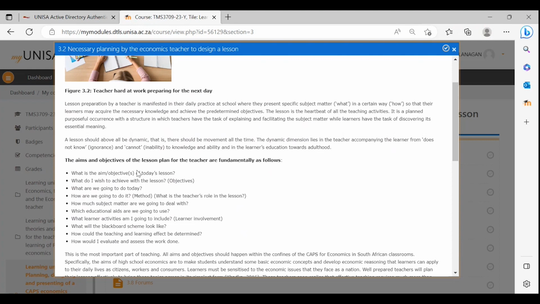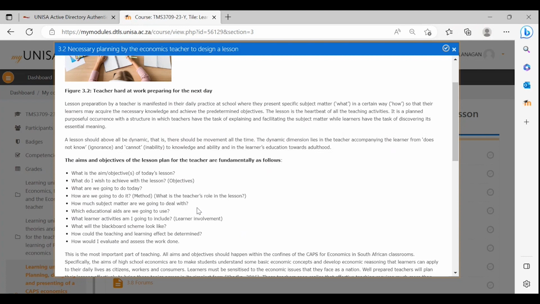What is the aim or objectives of today's lesson? What do I wish to achieve with the lesson? That is the objectives. How are we going to do it today? The method. What is the teacher's role in the lesson? How much subject matter are we going to deal with? That is very important. You can't overload the learners, although you will shortly see that there is criticism against the ATP, that it is overloading learners.